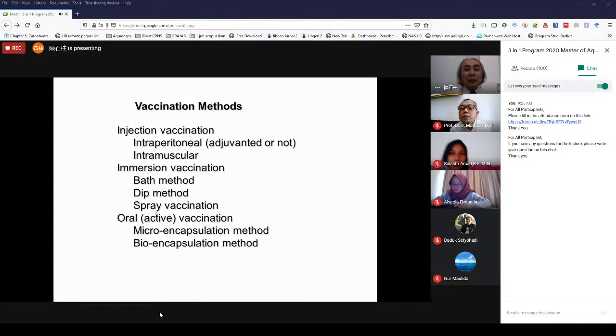And also, we can avoid the vaccine being inactivated during oral vaccination due to the low pH in the stomach. So we can use microencapsulation to reduce the percentage of inactivated vaccine during delivery by oral vaccination.